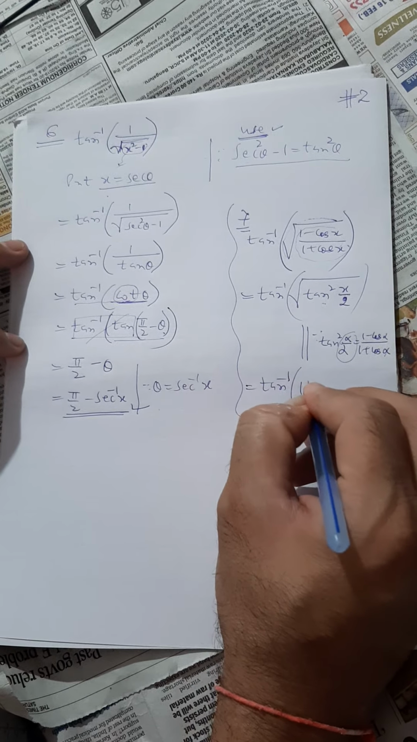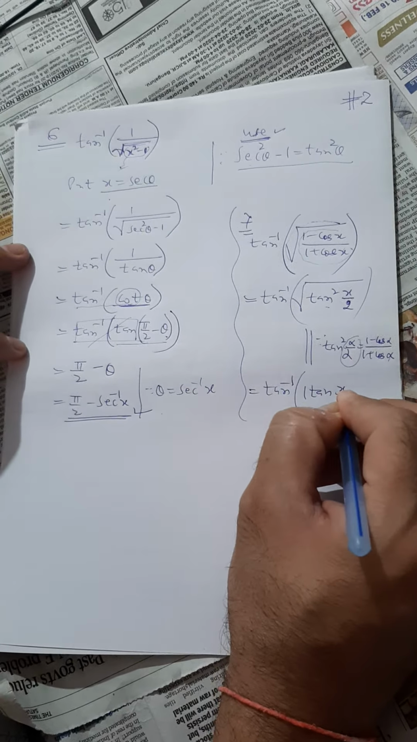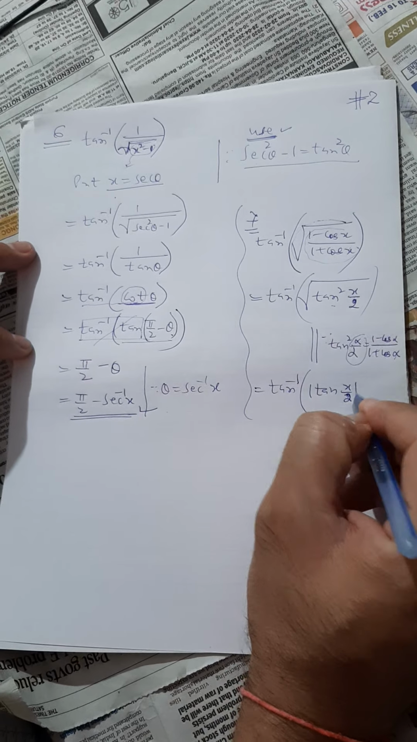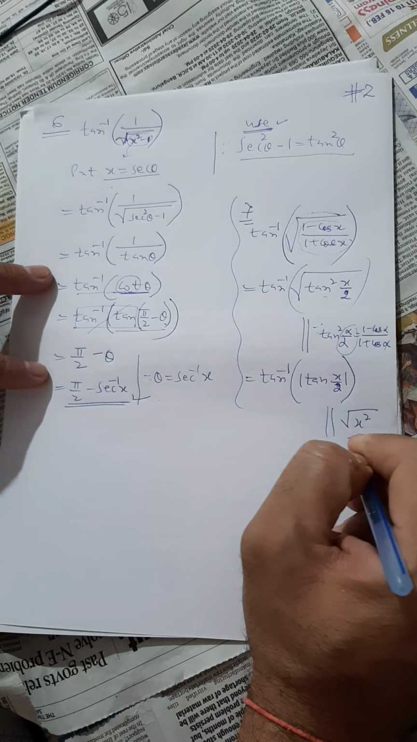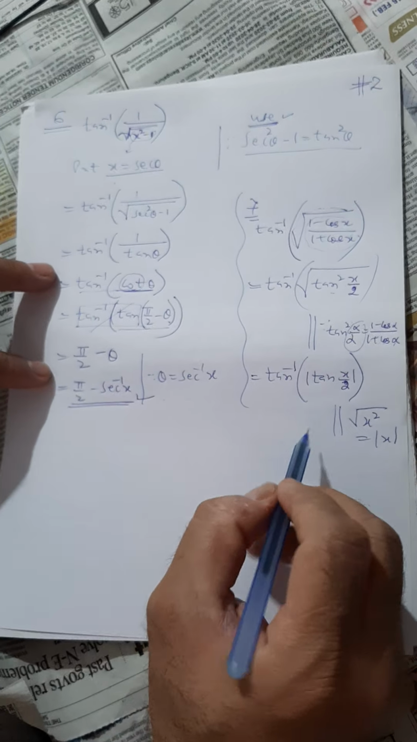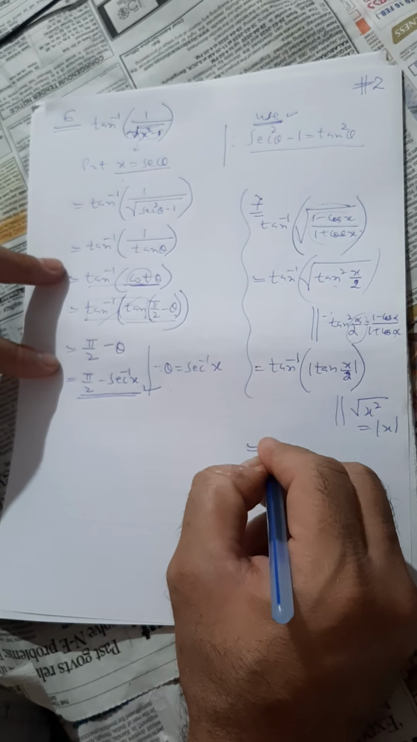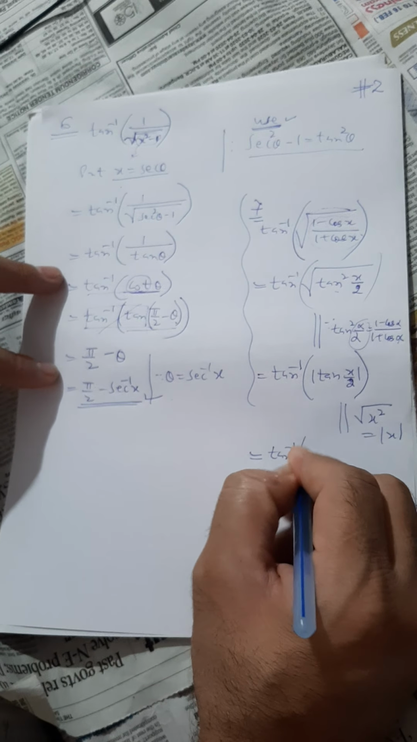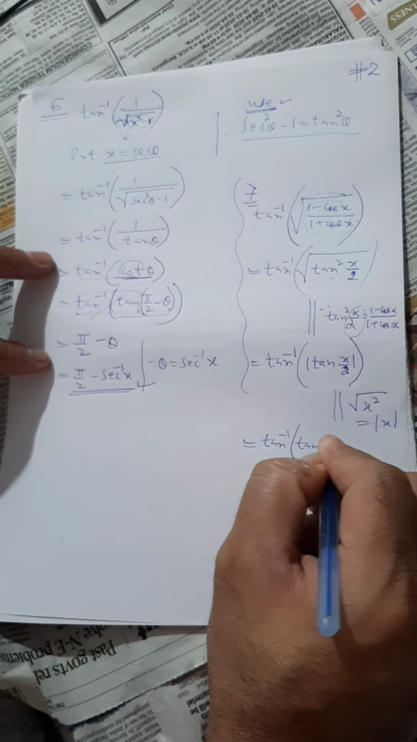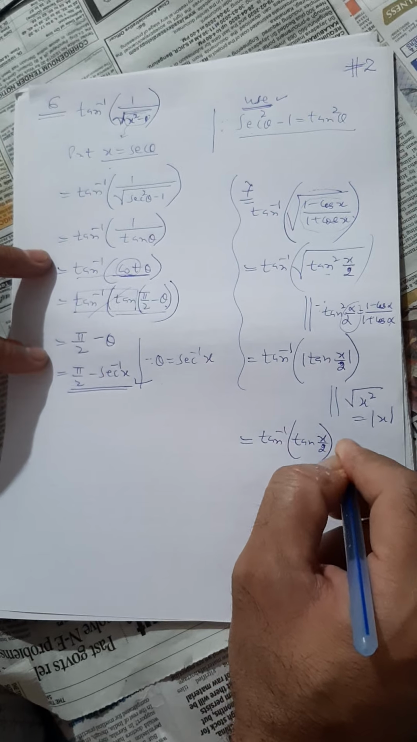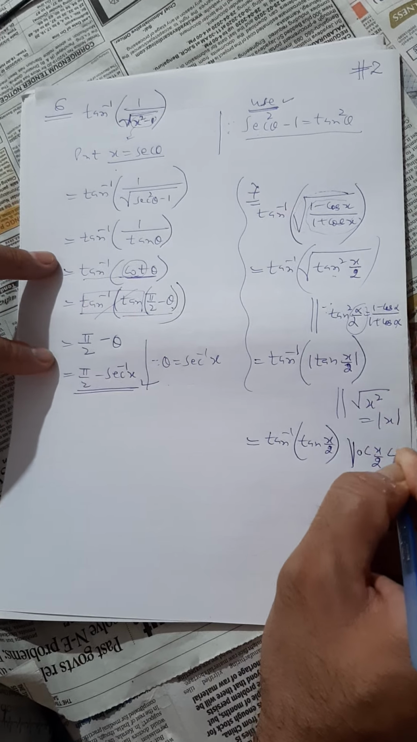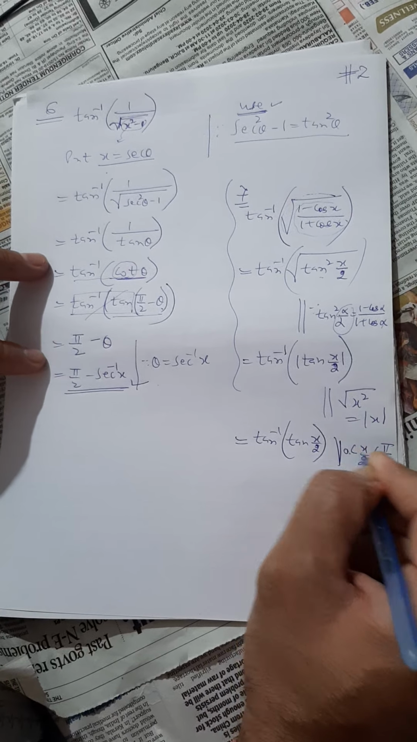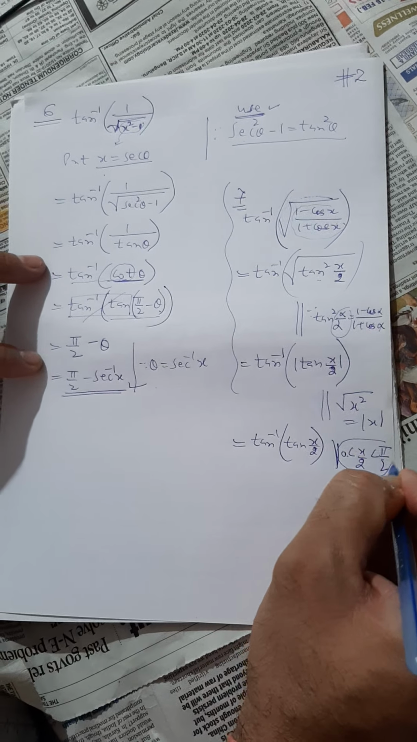You have modulus tan x by 2 here basically. You know this root of x square becomes modulus x. Now this is tan inverse of tan x by 2. Why this? Because you look at the condition 0 less than x by 2 less than pi by 2. So 0 to pi by 2. This is given in the data, remember.